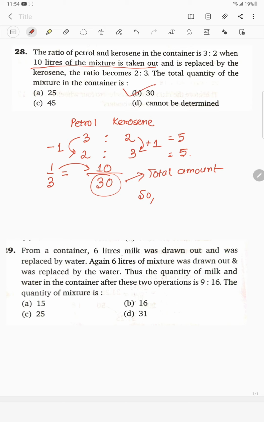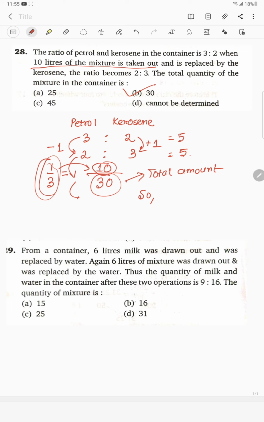Again, look at this. From a container, 6 liters of milk was drawn out and was replaced by water. Again, 6 liters of the mixture was drawn out and was replaced by water. Thus, the quantity of milk and water in the container after two operations is 9:16. The quantity of the mixture is? So remember, we have replaced one time. Whatever number of times we are replacing, this replacement ratio is always the same, because this amount is always the same at any level of replacement. So remember, this replacement ratio will never change.